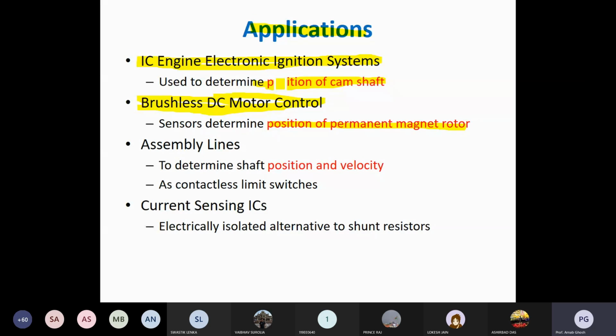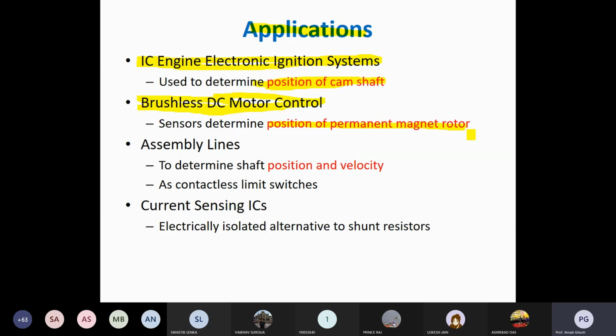It is used for measurement of shaft positions. Otherwise there are other sensors also, like encoder and decoder, but the Hall effect sensor is a well-renowned one. So, the positions of the permanent magnet rotors of BLDC motors. Then assembly lines, where you use it to determine position and velocity.